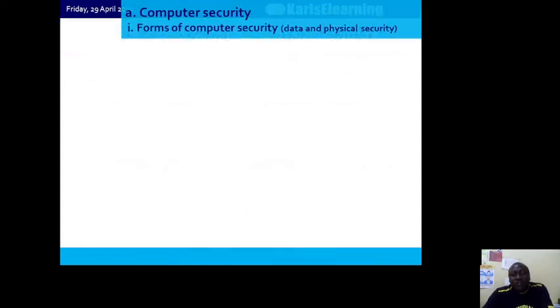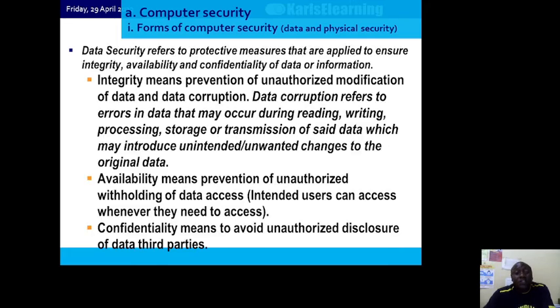Then in computer security, we will look at the forms of computer security. I already explained in the other slides about data and then the physical security. Now, what is data security? Data security refers to protective measures that are applied to ensure integrity, availability, confidentiality of the data and information.